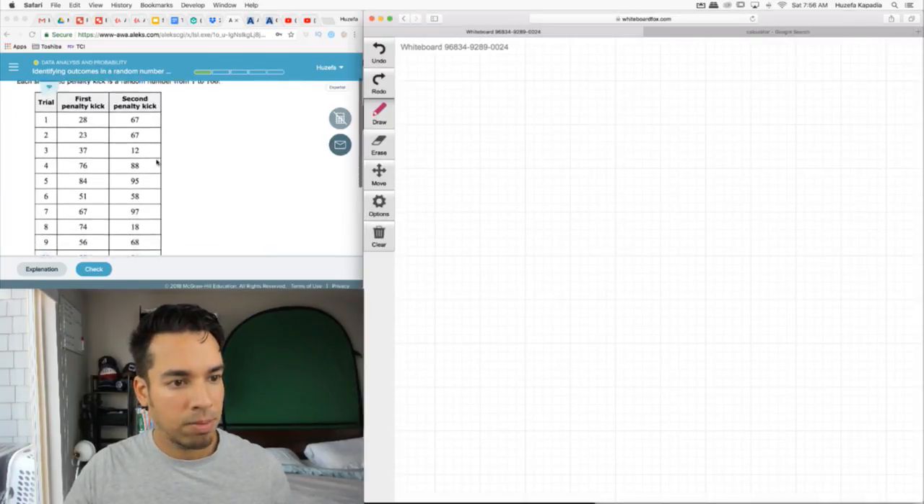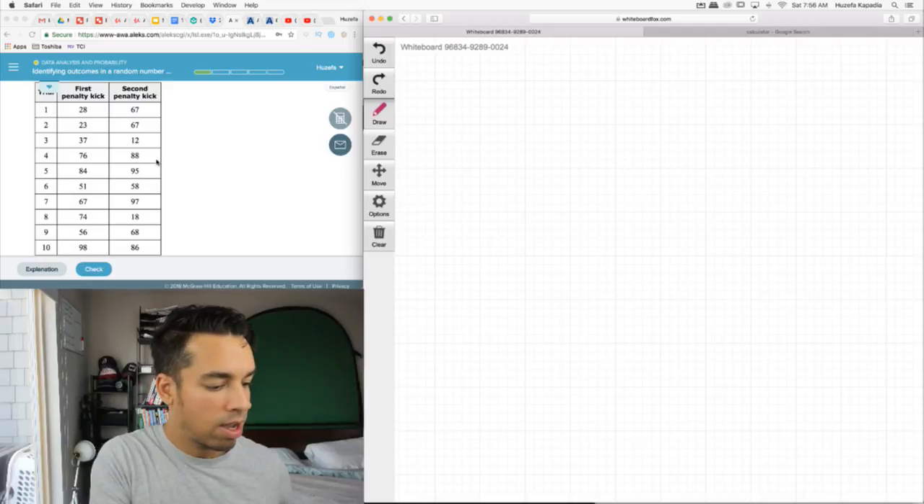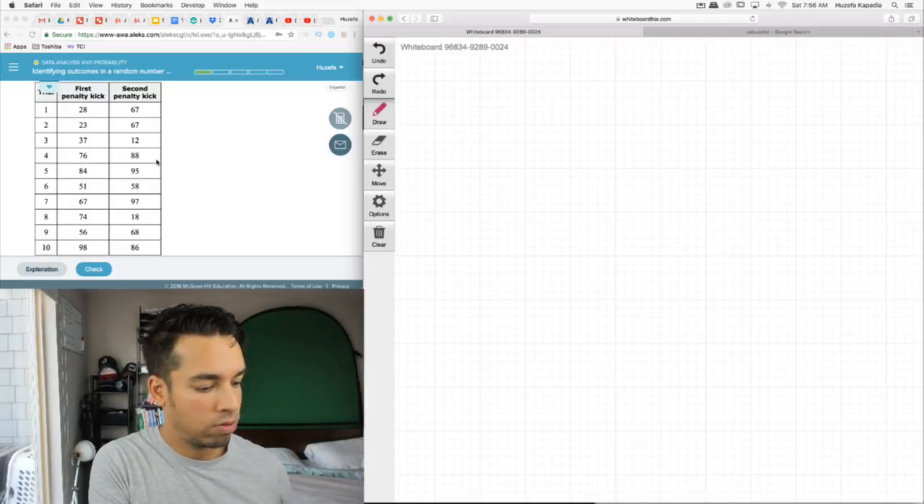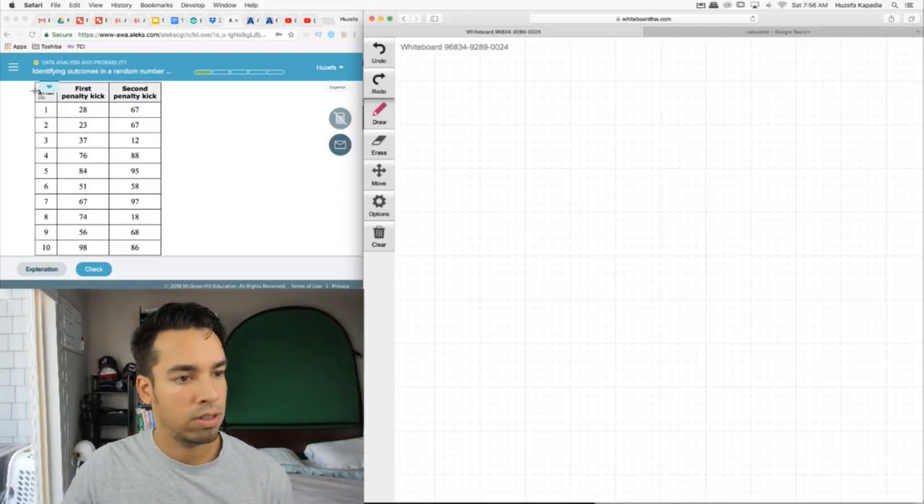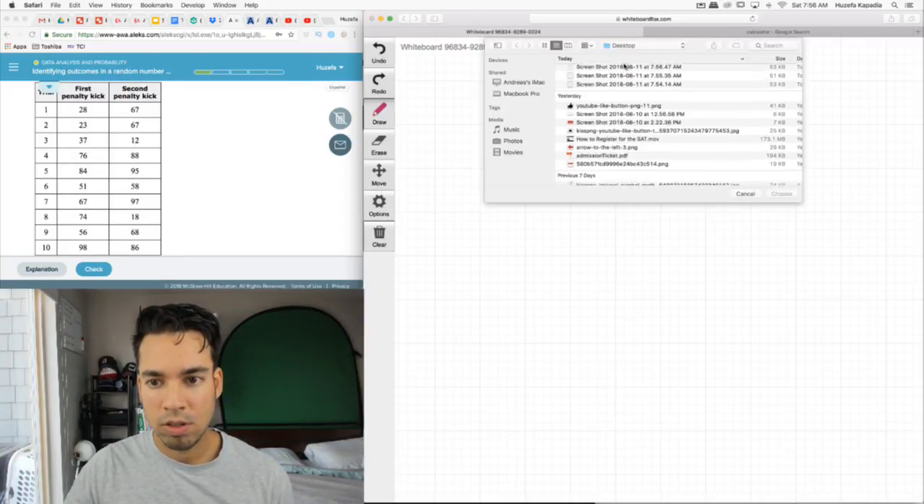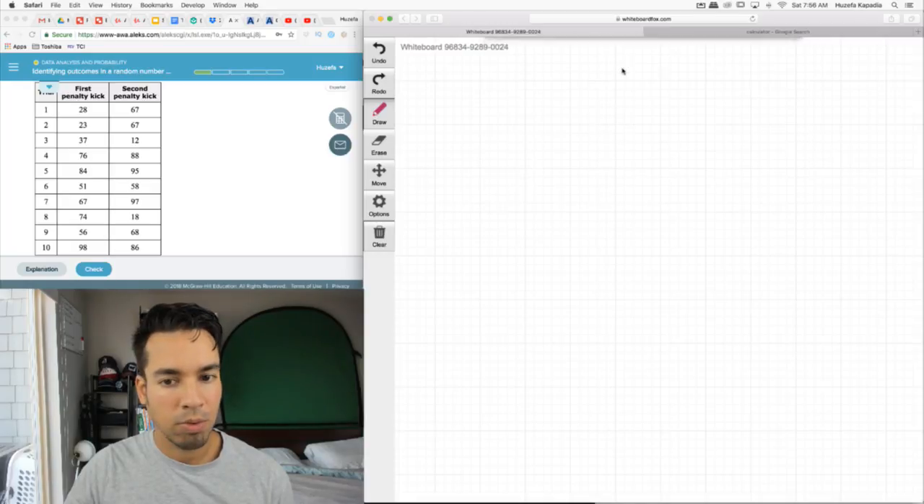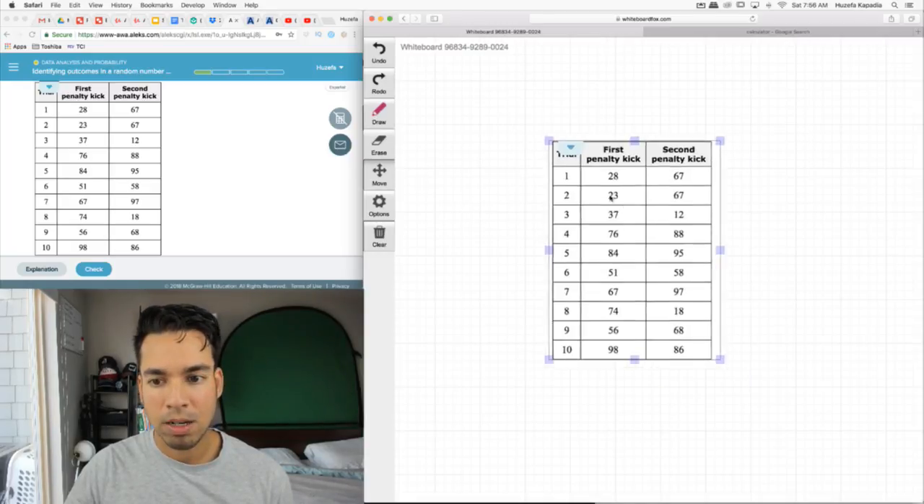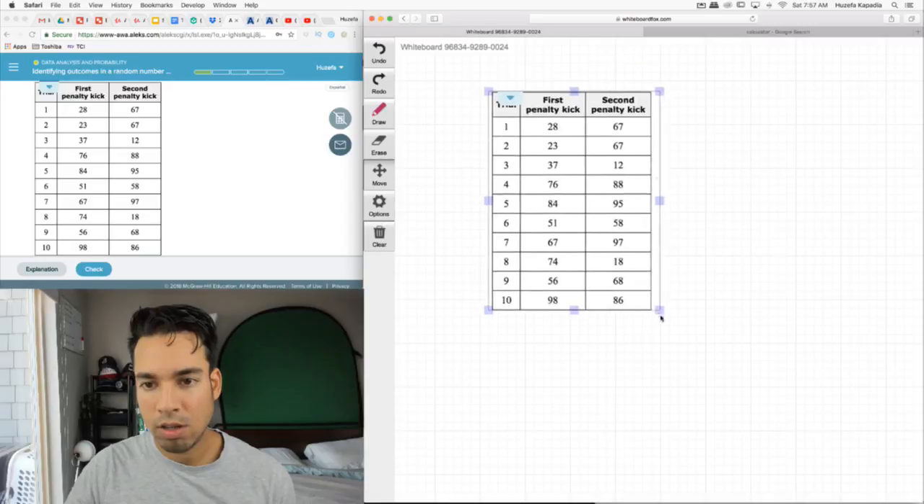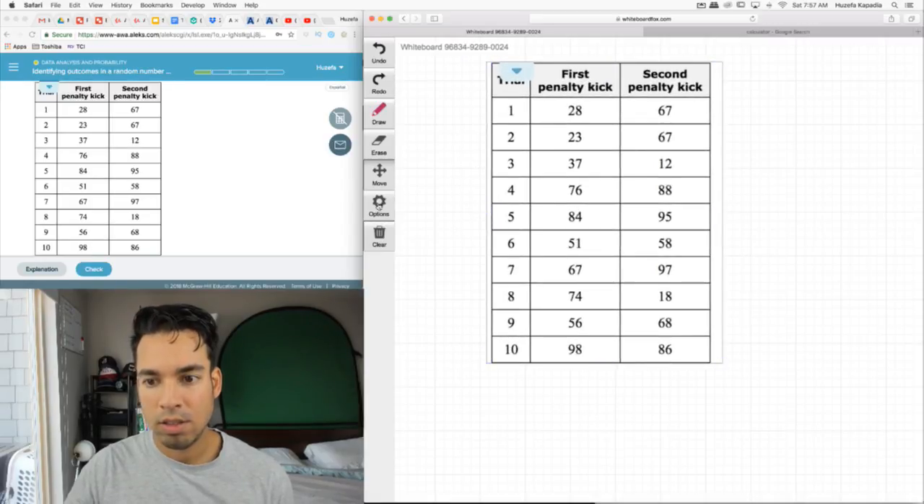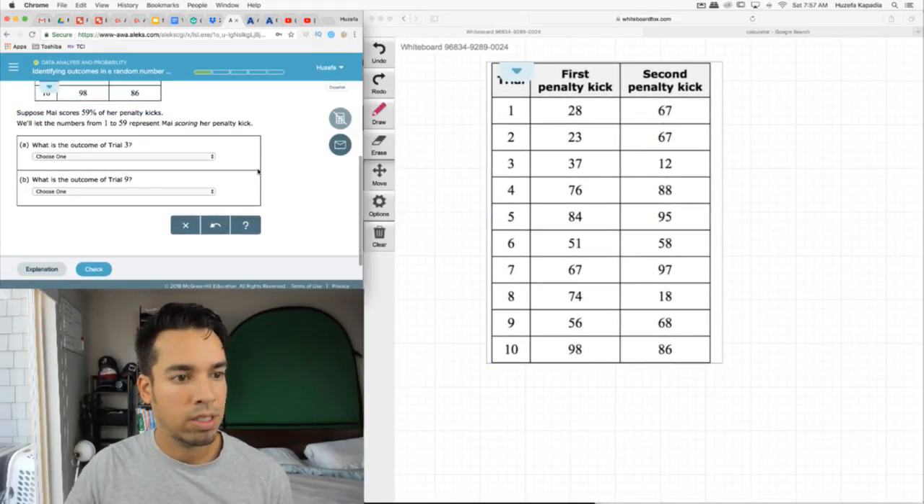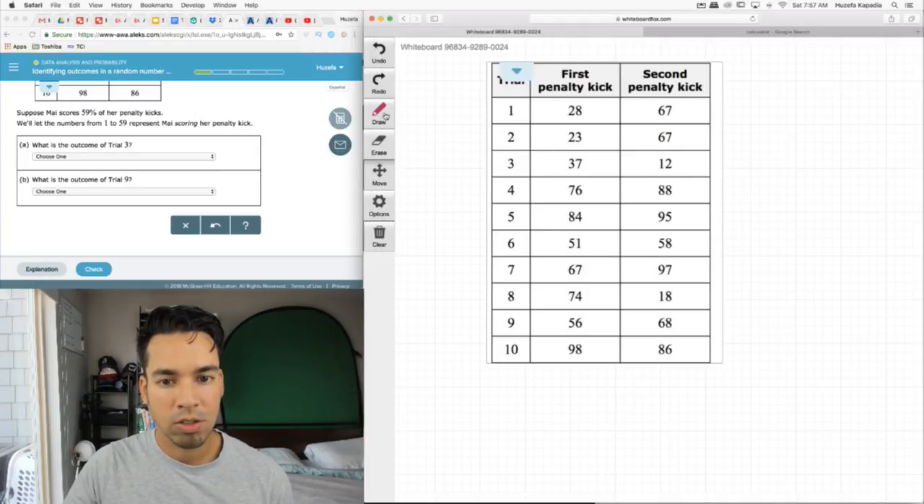Going to be the same idea, and I'm going to take this screenshot. Now I can already tell we don't really need to read that first section up top. Instead, I'm going to jump straight to the important information at the bottom. We're obviously talking about penalty kicks, and I can tell that from the table. Now we say she scores 59% of her penalty kicks. 1 through 59 represents scoring.